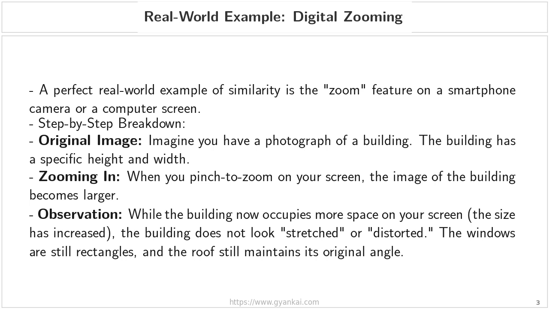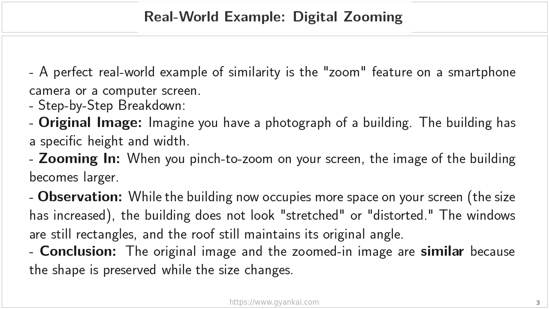No, it doesn't. The windows remain perfect rectangles, and the angle of the roof stays exactly the same as it was in the original photo. The proportions haven't changed, only the scale has. Therefore, we can reach a mathematical conclusion. The original image and the zoomed-in image are, in fact, similar. This is because the fundamental shape is preserved, even though the size has undergone a change. This concept of preserving shape while altering scale is exactly what we will see applied to more complex geometric figures, like circles and squares, in our next slide.